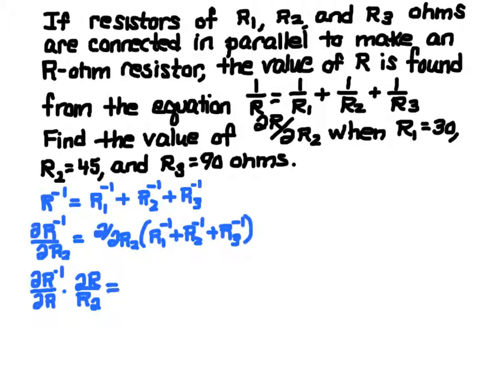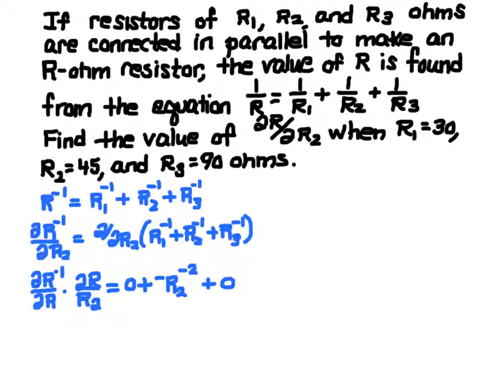And on the right-hand side, when we take the derivative of r sub 1 to the negative 1 with respect to r2, well, this is a constant, so that's going to give us a 0. And when we take the derivative of r sub 2 to the negative 1, we're going to have a negative r sub 2 to the negative 2. And then the last one is we take the derivative of r sub 3 to the negative 1. Well, that's a constant, so that's also going to give us a 0.